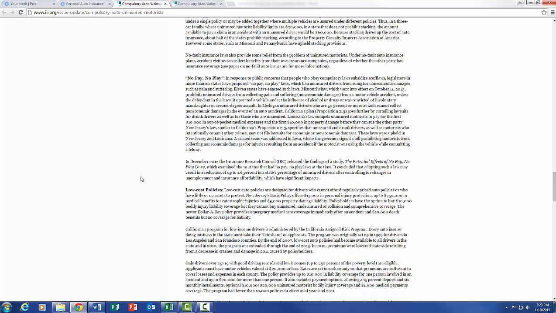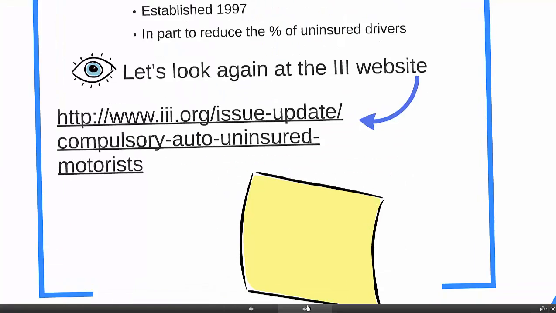Here, the Insurance Information Institute talks about no pay, no play. Basically, in response to public concerns that people who obey compulsory laws end up subsidizing those who do not, legislatures in more than 20 states proposed the no pay, no play law. Up until October 11, 2013, 11 states have enacted the laws. And notice here, Louisiana's law compels uninsured motorists to pay for the first $10,000 in out-of-pocket medical expenses and the first $10,000 in property damage before they can sue another party. That is only if they're uninsured.